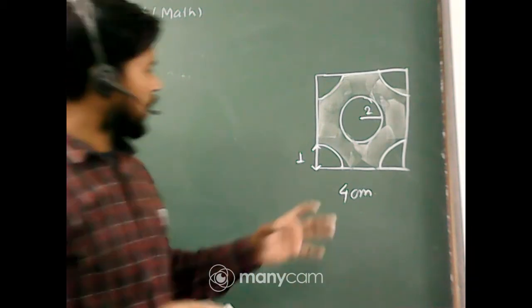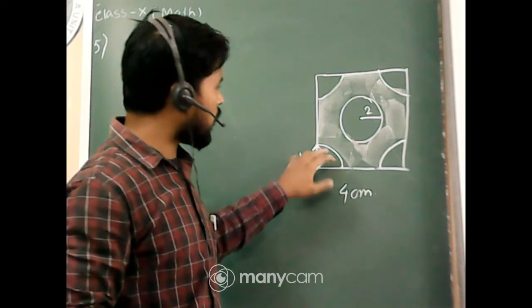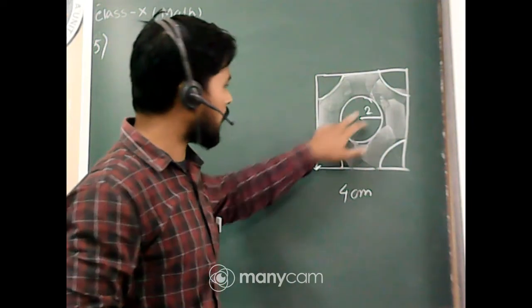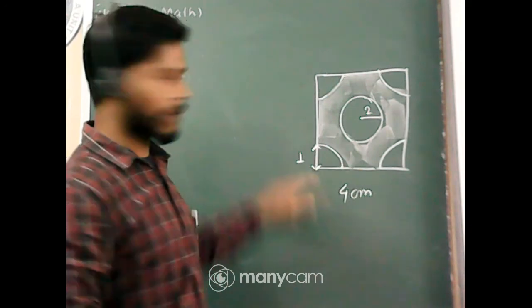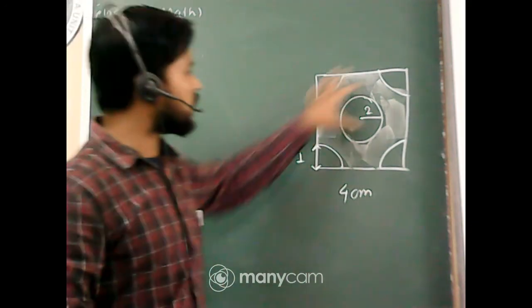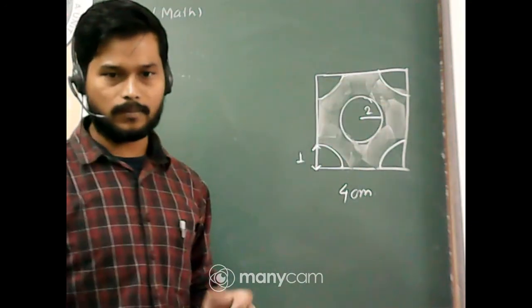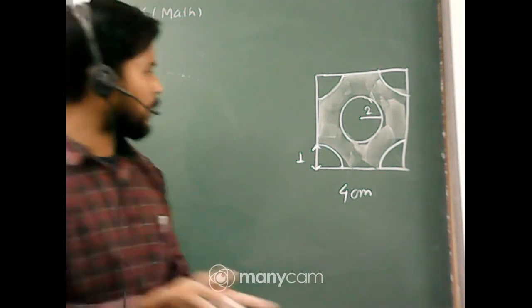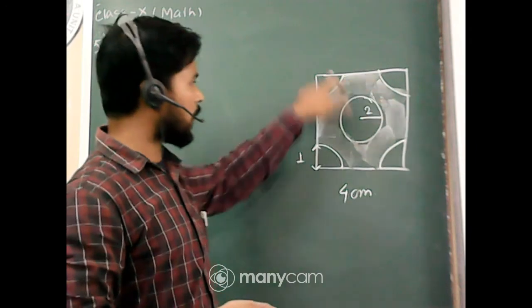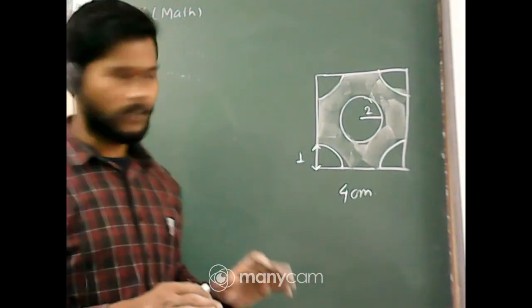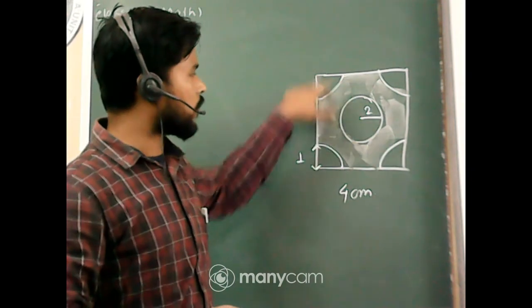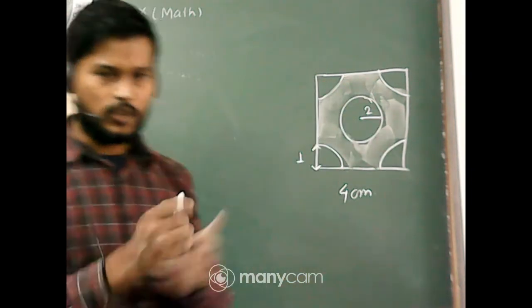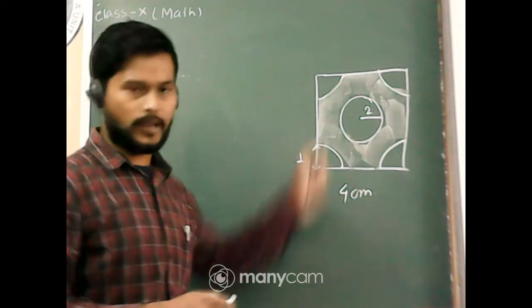Now look, if I subtract the area of 1, 2, 3, 4 and 5, these 5 portions from the total area of the square, then we have this shaded region. That means individually we will calculate the area of the square and the area of these 5 parts. Then we will subtract the total area of these portions from the area of the square. So we are starting from the square.